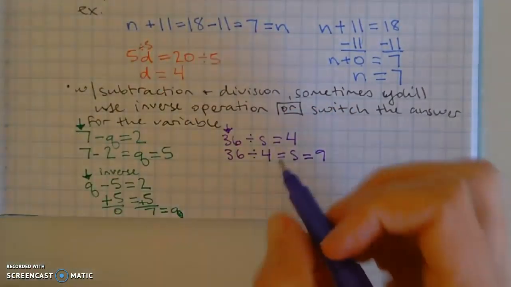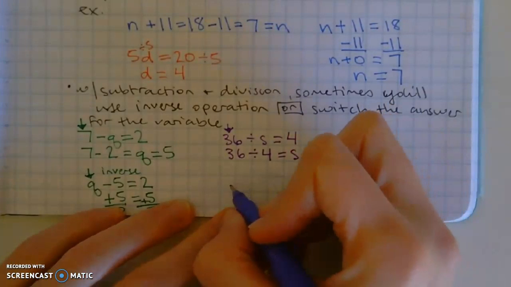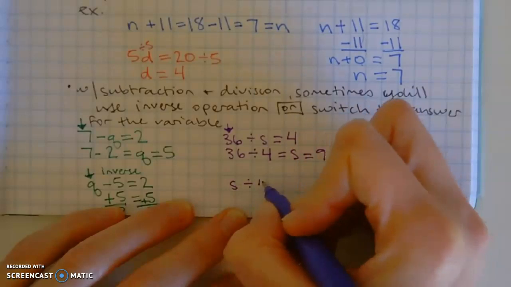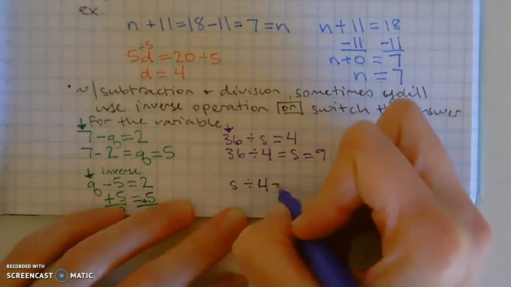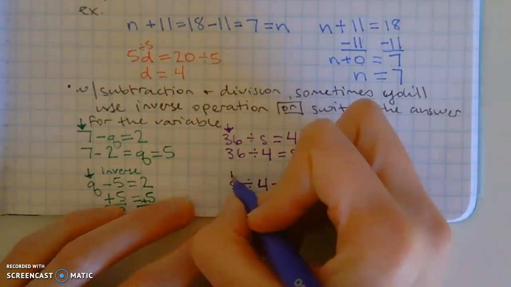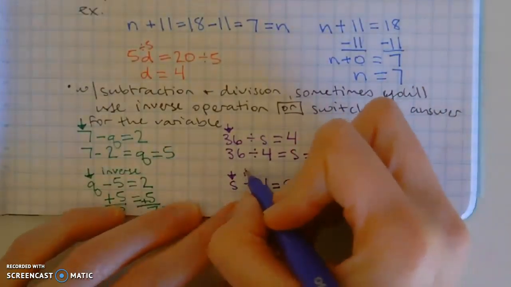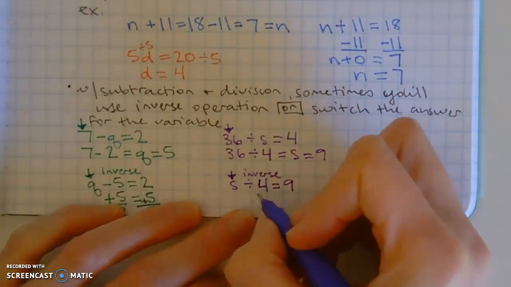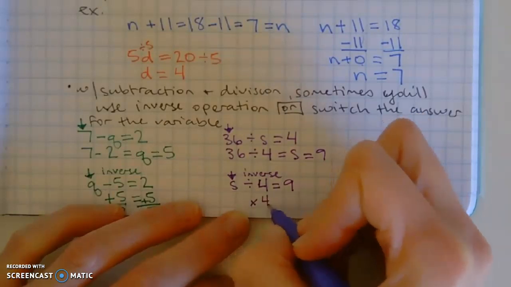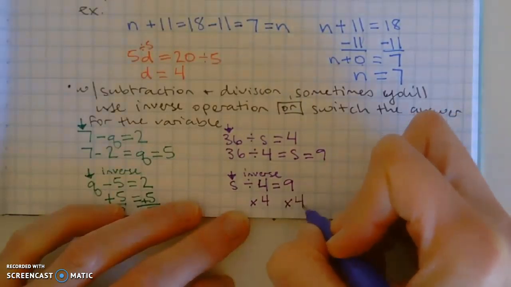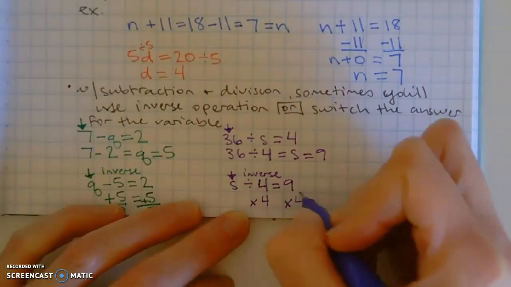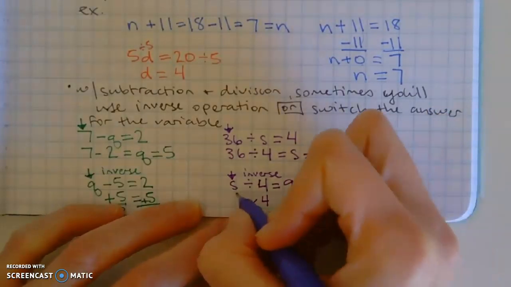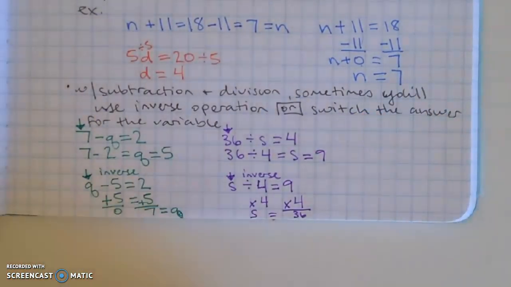Okay, so q equals 7. On this side, for my division one, let's say that I have s divided by 4 equals 9. I don't know what this is, so I'm going to have to use that inverse. So to balance out, opposite of division, I'm going to have to multiply by 4. So I'm going to multiply 9 by 4, because whatever I do to this side of the equal sign, I have to do to this side. So 9 times 4 now is 36. And I just bring that s down, and so s now equals 36.